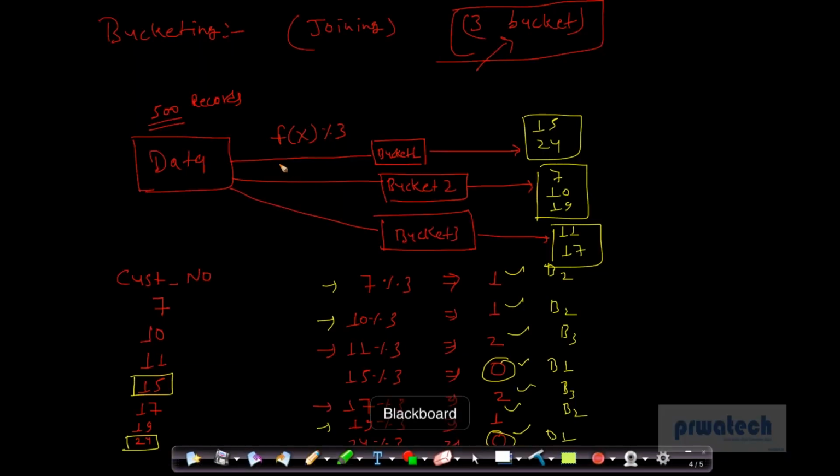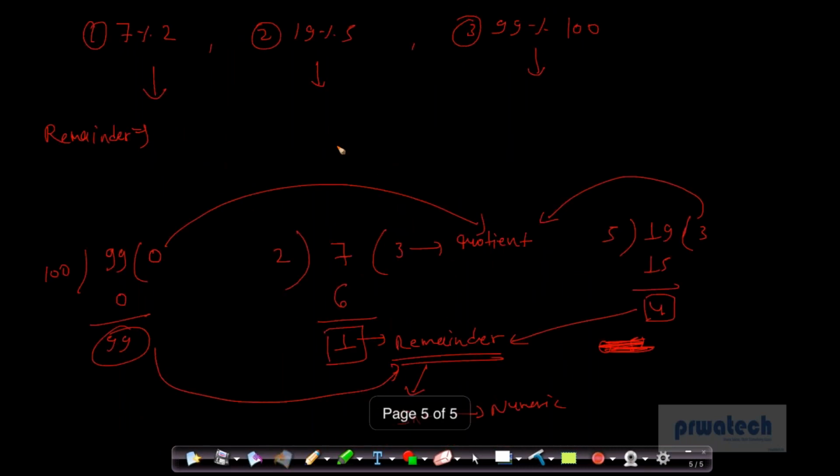Now, bucketing is done. We know the concept. Where will we be applying this? Bucketing is mainly useful for joining, any type of joining: inner join, then left outer join, right outer join.